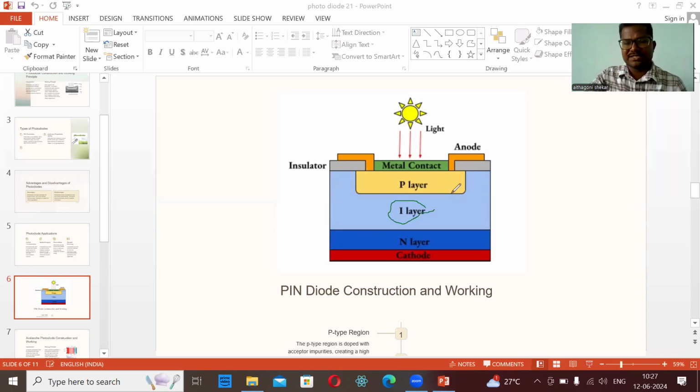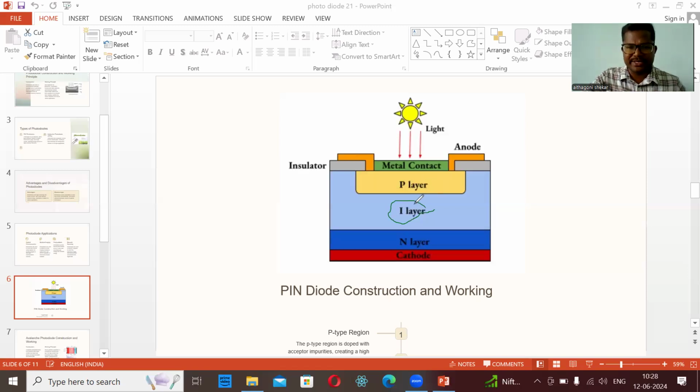First, how to construct it. The PIN diode has an intrinsic semiconductor sandwiched between a p-type semiconductor and an n-type semiconductor. The p-type semiconductor is connected to the anode and the n-type semiconductor to the cathode. There is a metal contact that protects the device from sunlight, and between the metal contacts there is an insulator that guides the electric charge carriers.